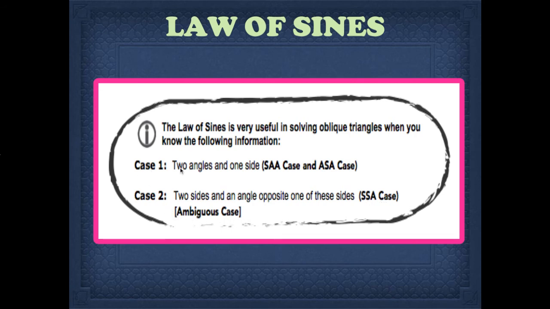So again, case 1, SAA or ASA case, meaning you're given two angles and one side. And case 2 is the SSA case or the ambiguous case, meaning here you're given two sides and an angle opposite one of these sides.